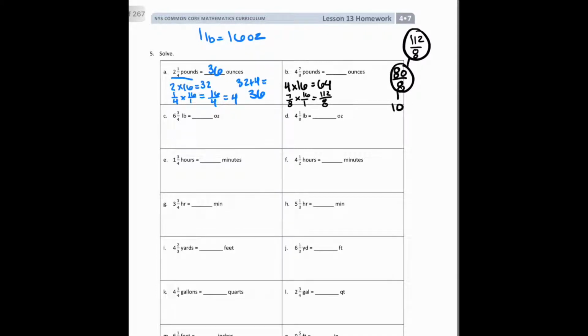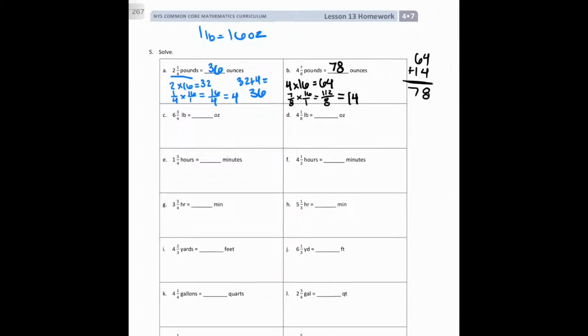And then what would be left would be 112 minus 80 is 32. And I have 32 eighths, which I know is 4 wholes because I could pull out 8 eighths 4 times from 32. So really altogether it's 14. And then I add 64 and my 14 to figure out how many ounces I have total. I should end up with 78. I'm going to add that off to the side to show you. And we end up with 78 ounces.